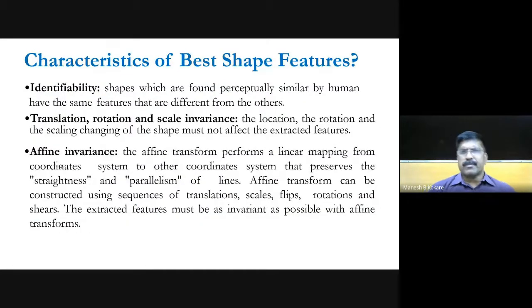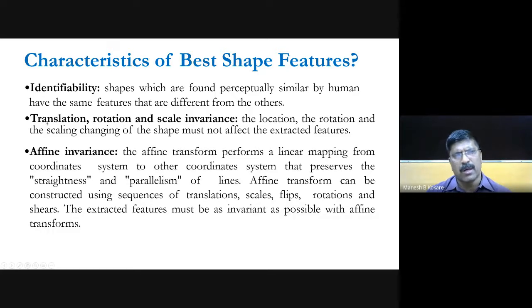So what are the characteristics of best shape features? Your technique should have the property of identifiability. It means shapes which are found perceptually similar by humans have the same features that are different from the others. The way we human beings recognize objects based on shape, in the same way your computer vision methods should work. We need to develop computer vision methods which are just like the human vision system.